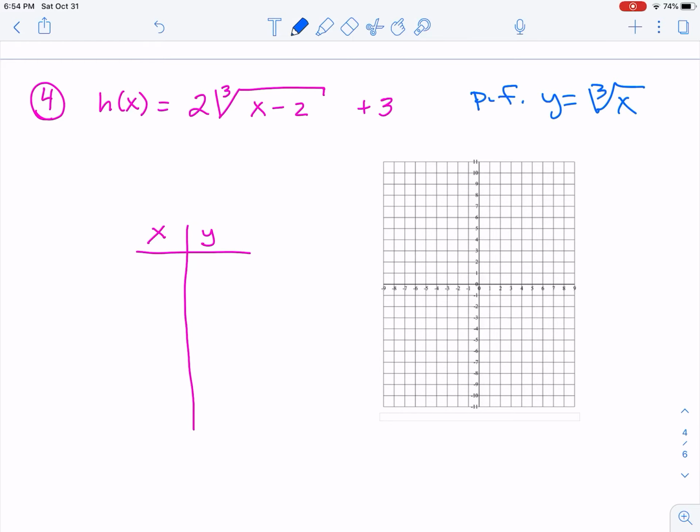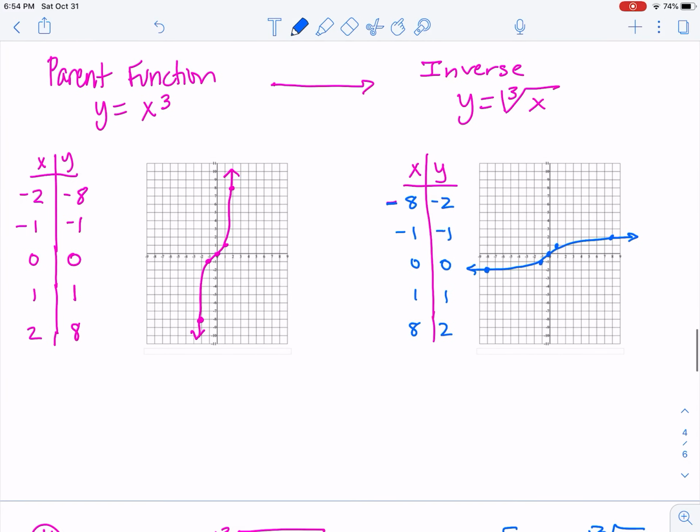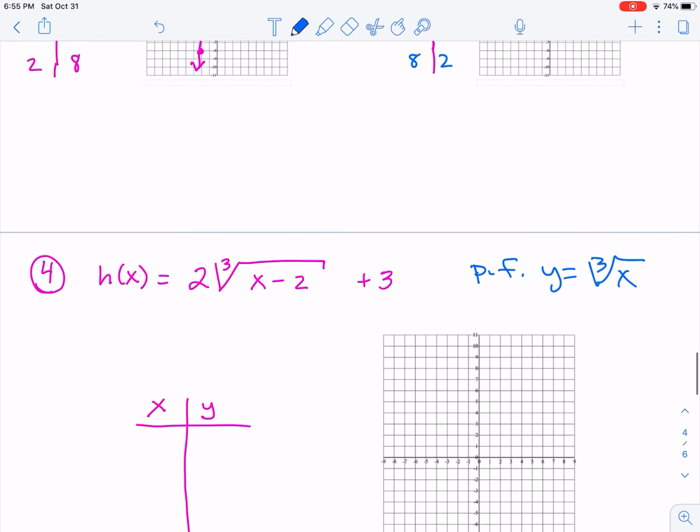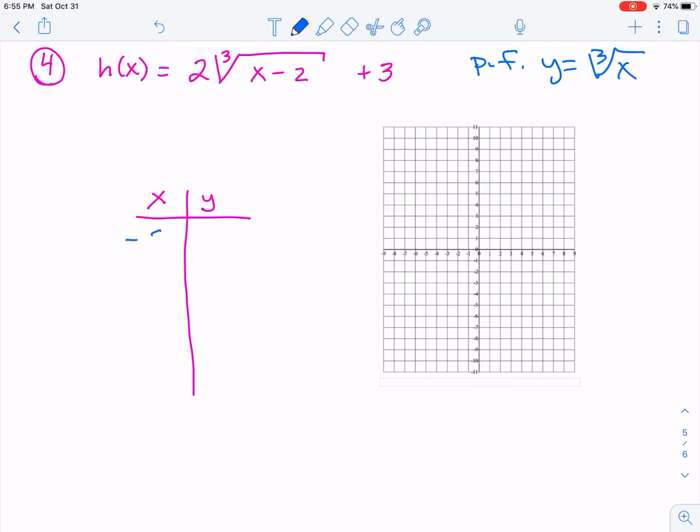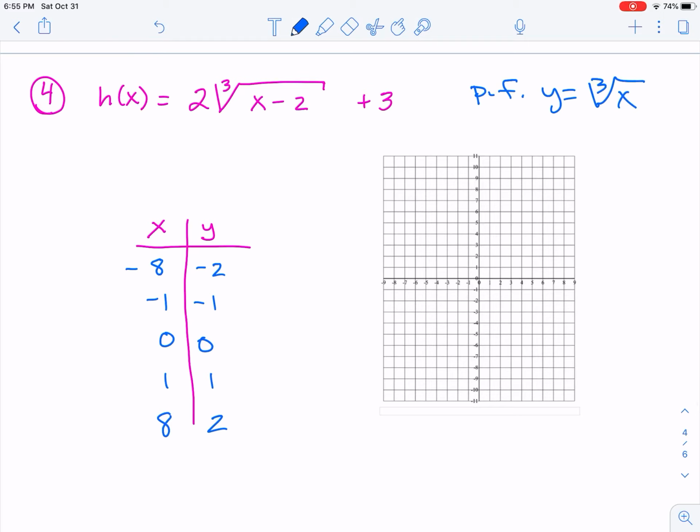That's the most simplest. So let's slide back up here. Notice cubed root of x: -8 gives -2, -1 gives -1, 0 gives 0, 1 gives 1, 8 gives 2. Let me write that down. -8, -2, -1, -1, 0, 0, 1, 1, 8, 2. That is our parent function. Now, we're going to work with this transformation. So let me go ahead and draw this parent function, that way you can see the transformation when we're all said and done.